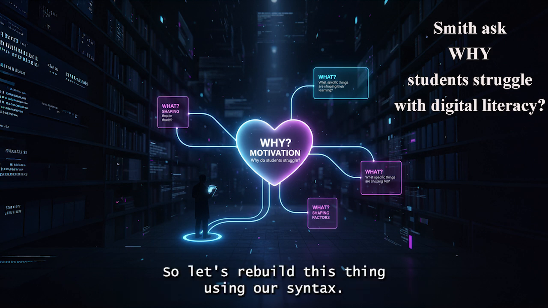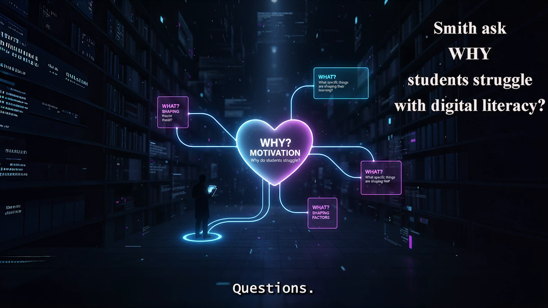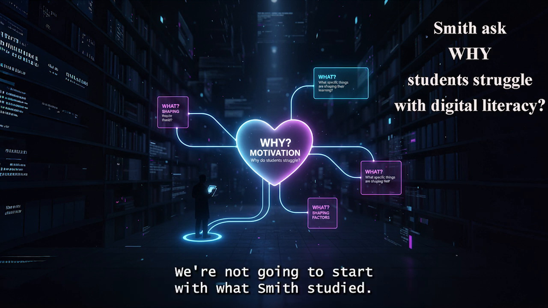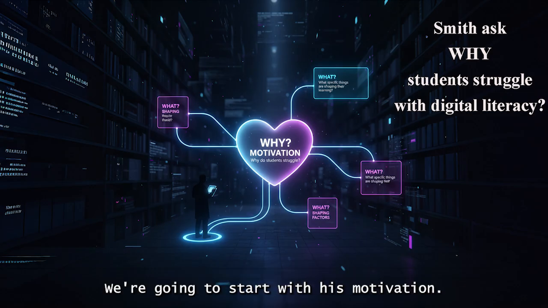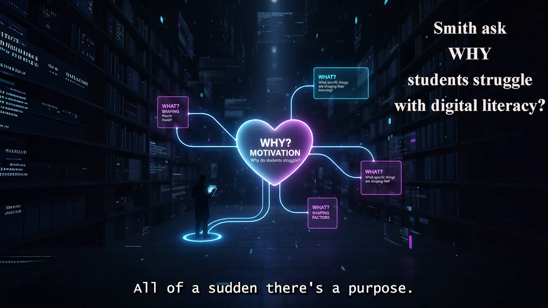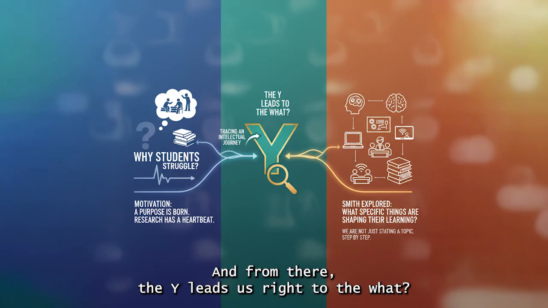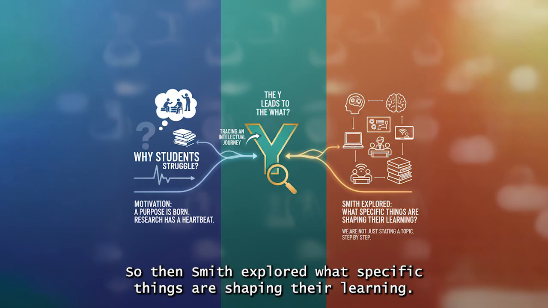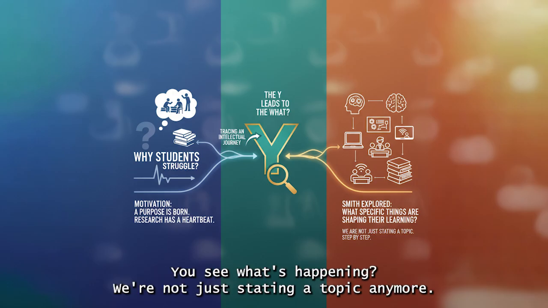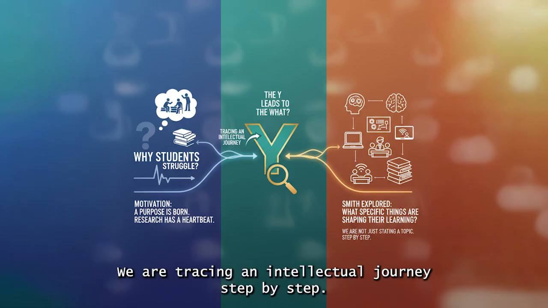So let's rebuild this thing using our syntax questions. We're not going to start with what Smith studied. We're going to start with his motivation. He asked why students struggle. All of a sudden, there's a purpose. This research has a heartbeat. And from there, the why leads us right to the what. So then Smith explored what specific things are shaping their learning. You see what's happening? We're not just stating a topic anymore. We are tracing an intellectual journey, step by step.